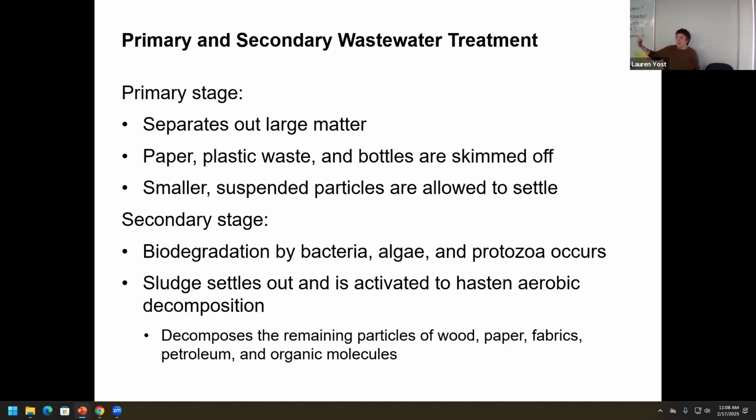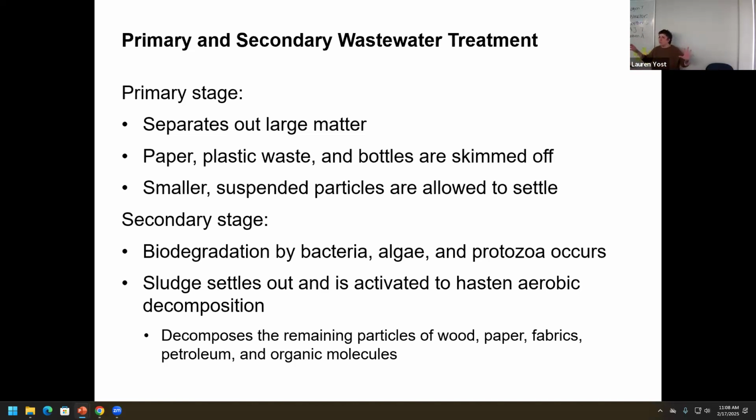First stage is the primary stage. We're separating out large matter, things like plastic or anything that is, let's just say, large matter, okay? If it's a physical solid, it's a physical object, separating that out, okay?